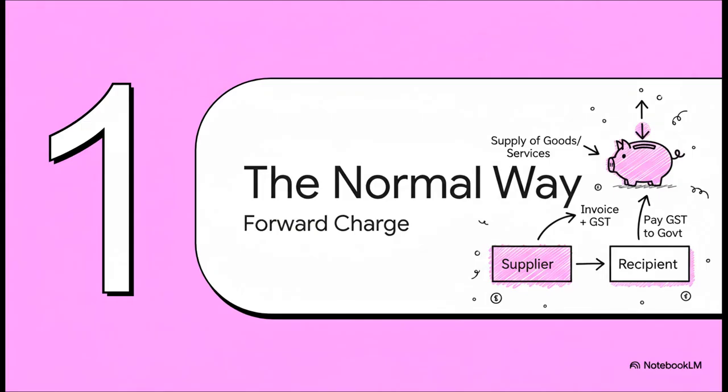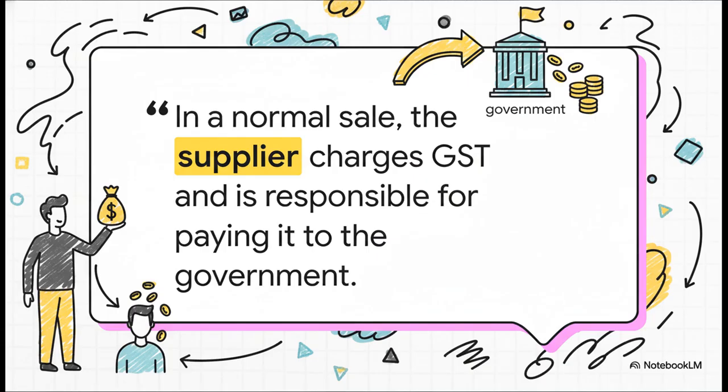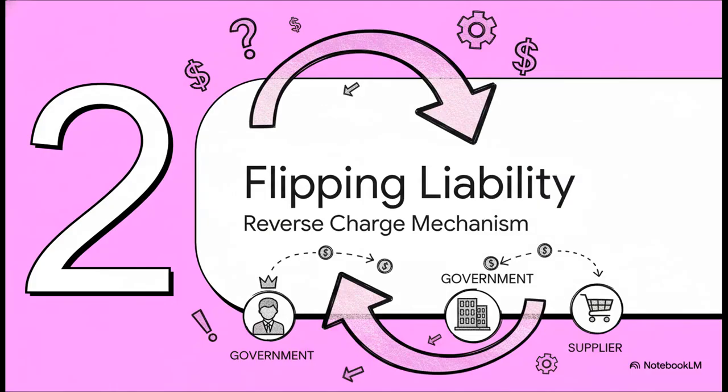All right, first things first, let's make sure we're all on the same page with the standard playbook, what the tax world calls the forward charge. Yep, it's pretty much exactly what you think it is. You buy something, the seller collects the tax, and they deal with paying the government. It's how almost every transaction you've ever made works. It's the system we all know. Okay, so we've got the normal way locked in. Now, let's get ready to flip the script.